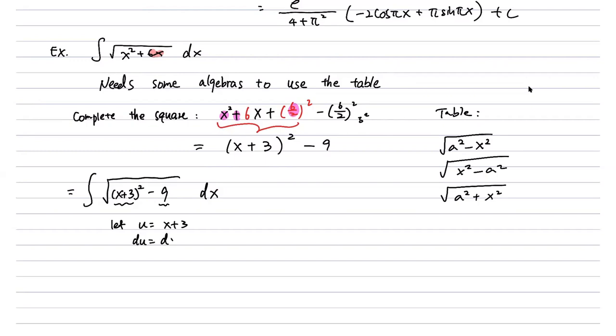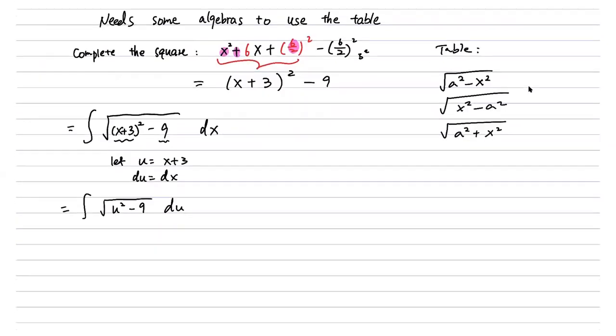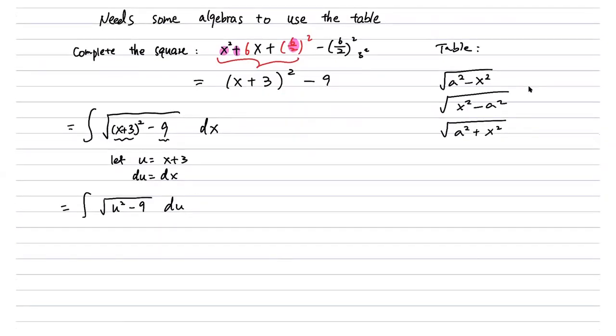Then I will have du equal to dx. So in that case, I'll change that into the integral of radical u squared minus 9 du. And now at this point, of course, you can ask me, can I do trig substitution? Trig substitution is perfect. You definitely can do that. Trig substitution works. But also, if you want, you can use the table. And the table is very easy to use for now.